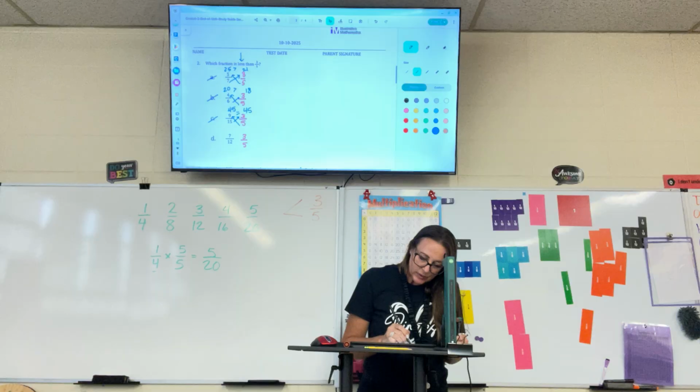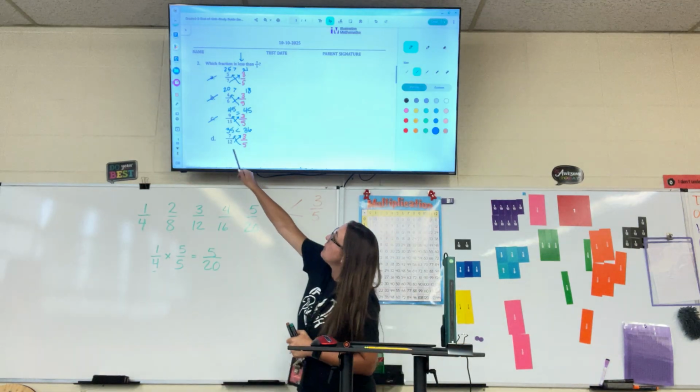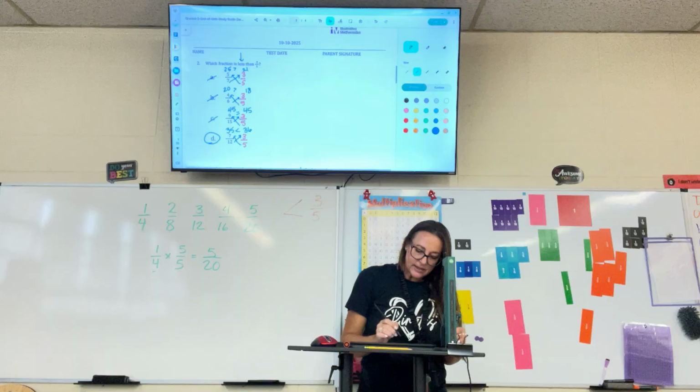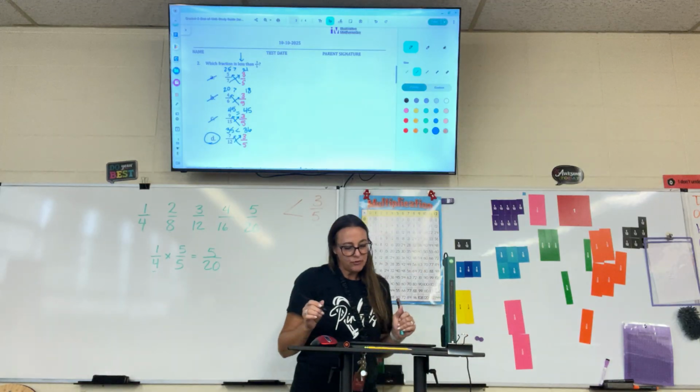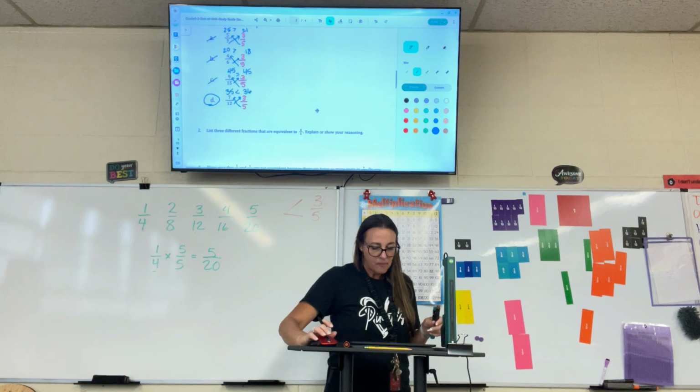And then the last one, 12 times 3 is what? 36. 36, good. And 5 times 7? 35. 35 is less than 36, so 7/12 is less than 3/5. So D is our answer. We were looking for the fraction that's smaller than 3/5, and we found it.